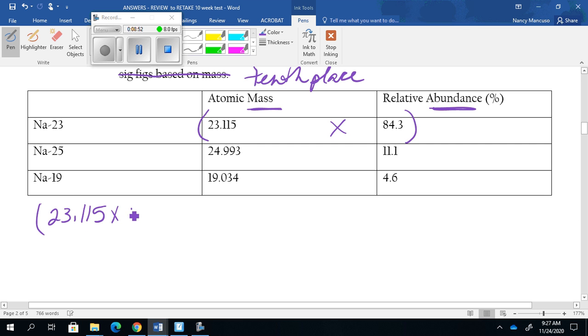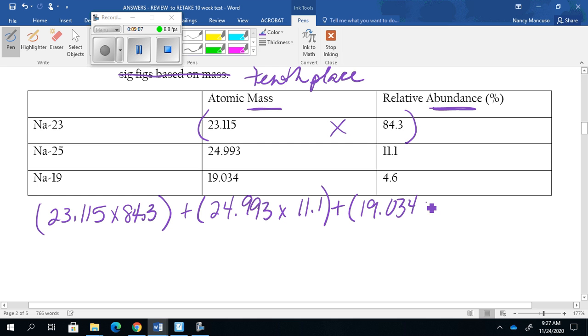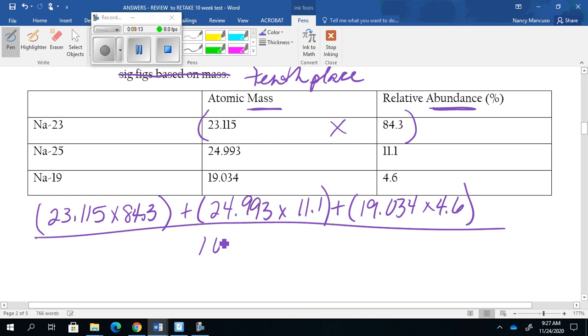23.115 times 84.3 plus the next one, 24.993 times 11.1 plus, and my last isotope, 19.034 times 4.6. Now, because I did not move the decimal, and these are all percentages, I need to divide by 100 to get rid of the percent. And now I'm just going to grab a calculator so I can punch this all in and solve it.